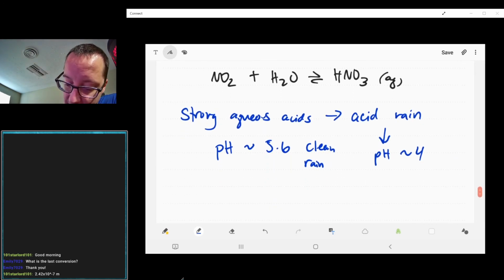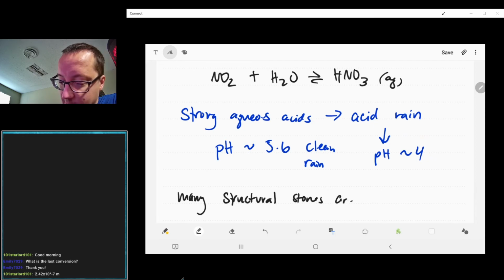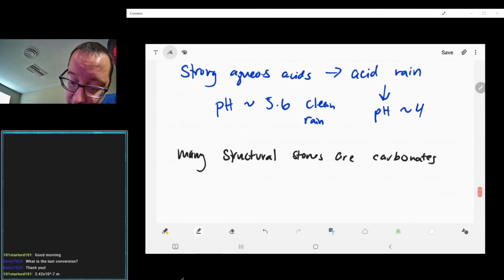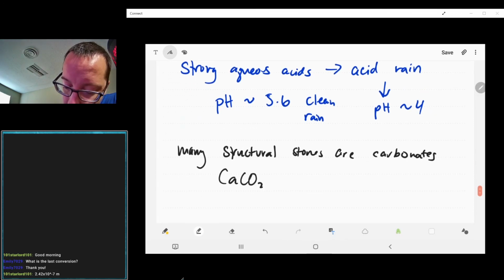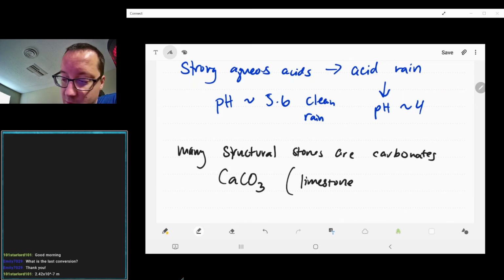And this is problematic because many structural stones are carbonates. Specifically, calcium carbonate, that's in limestone and marble. So these are common materials in buildings. Marble, of course, used in statues as well.